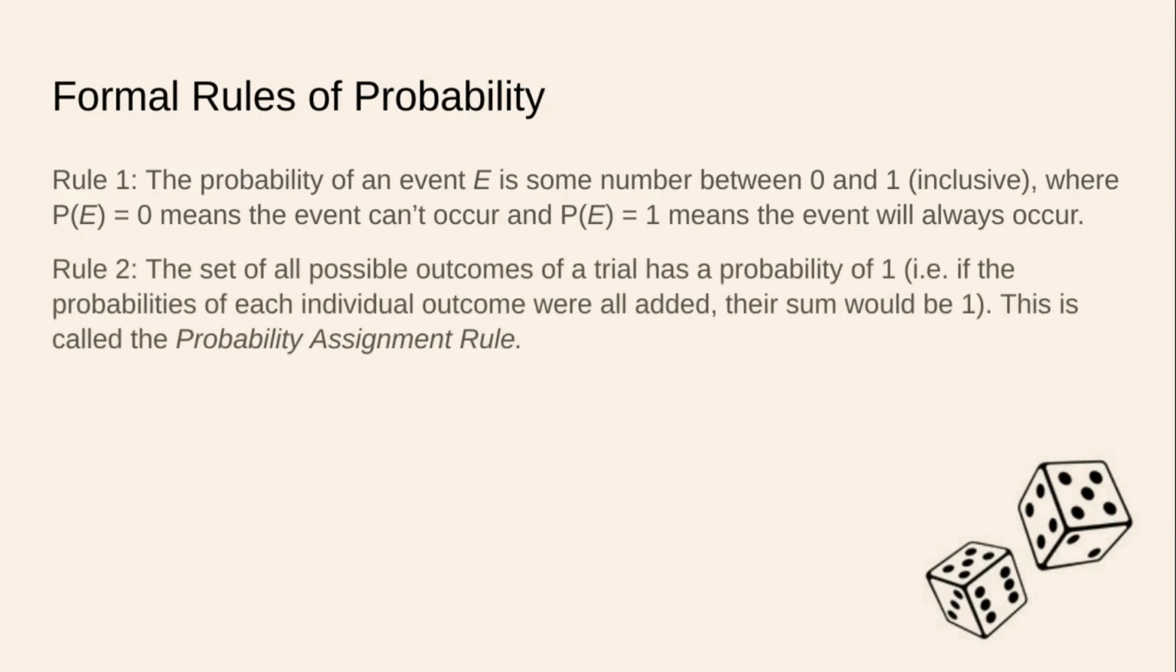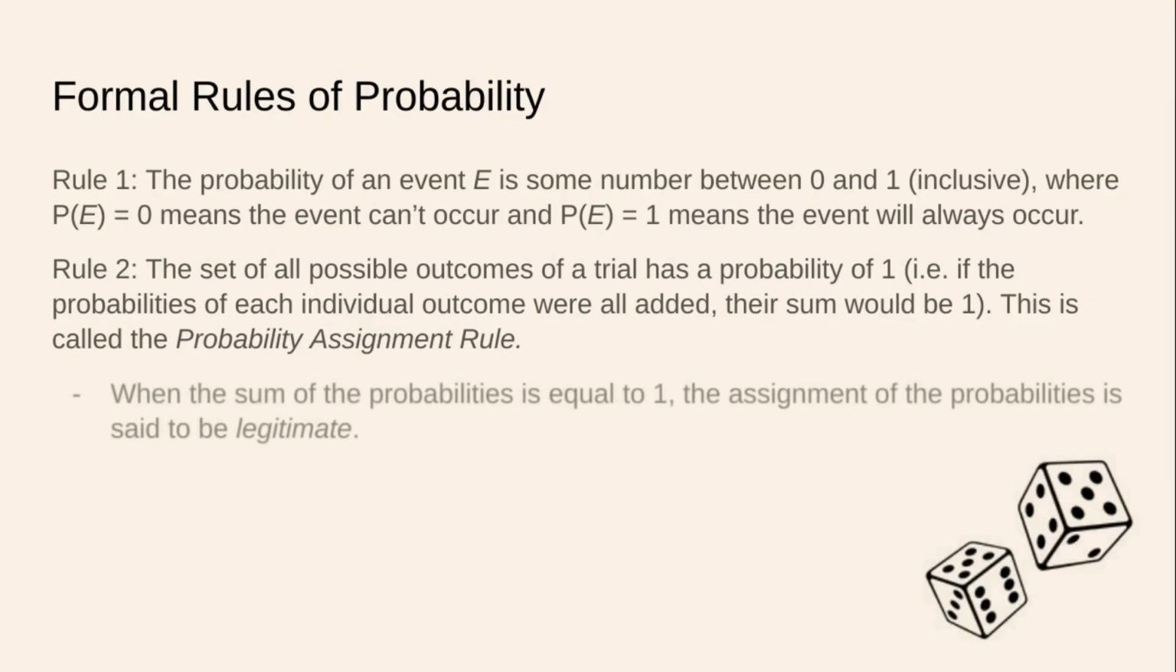Rule number 2. The set of all possible outcomes of a trial has a probability of 1. What does that mean? In other words, if the probabilities of each individual outcome were all added up, their sum would be 1. In other words, something is bound to happen. This is called the probability assignment rule.